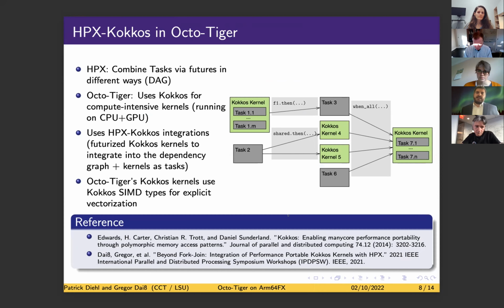Yeah, and HPX combines tasks via futures in different ways. And Octo-Tiger uses Kokkos for compute-intensive kernels, so we can run on the CPU and GPU. So we can fire one kernel on a CPU, one on a GPU. We get these futures back, and then we can say, only do this kernel when this kernel is finished on the GPU, then execute this one on the GPU, or vice versa. And Octo-Tiger's Kokkos kernels use Kokkos SIMD types for explicit vectorization. And this is the part where Gregor now takes over this talk and will tell you a little bit how we struggled and what we had to do to get Octo-Tiger running on Ookami.